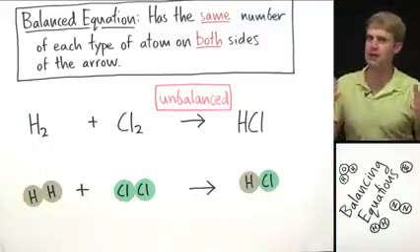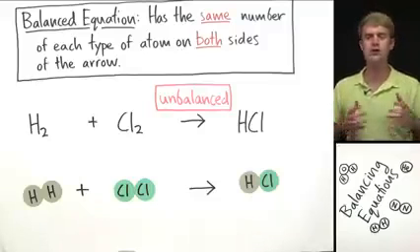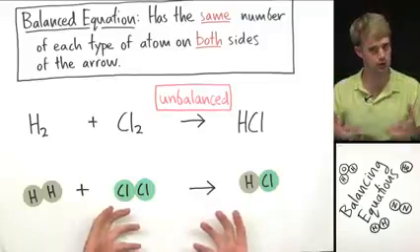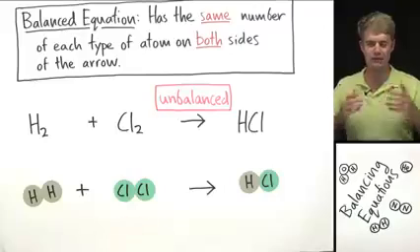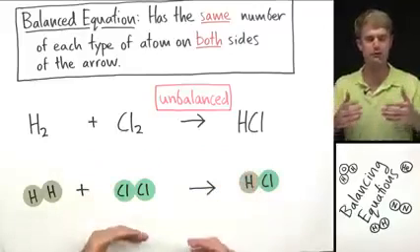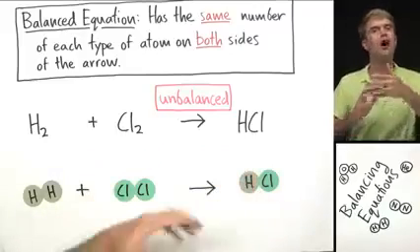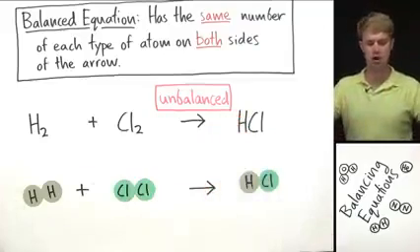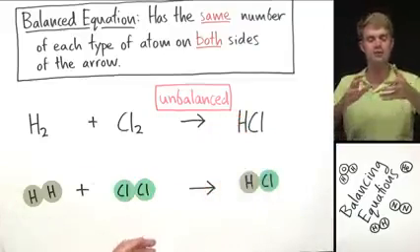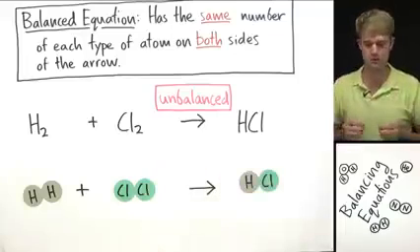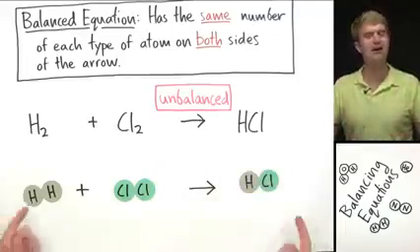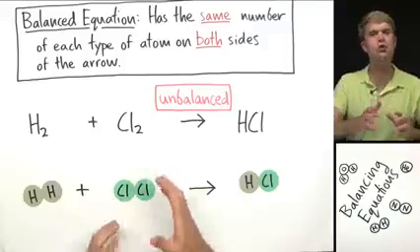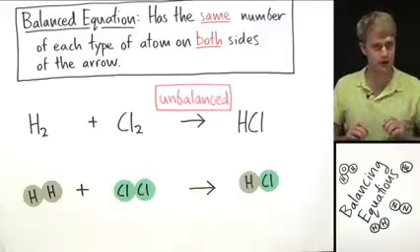Now, most of the time in chemistry, unbalanced equations aren't particularly useful to us, and we have to make them balanced before we can use them for problem solving or for doing calculations. So often in chemistry, we start out with unbalanced equations, and then we have to figure out how to balance them. So in order to balance this, we're going to make a few adjustments. Here's how we do it.